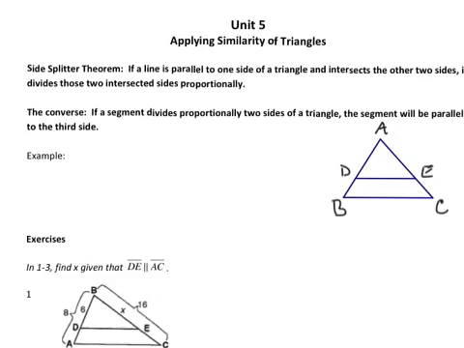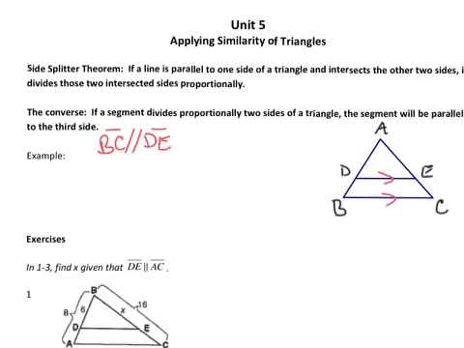Now, we've seen this before when we talked about the mid-segment of a triangle. Only in this case, we are not connecting the midpoints. D and E are not the midpoints. The only thing that we do know is that DE is going to be parallel to BC. So BC and DE are parallel.